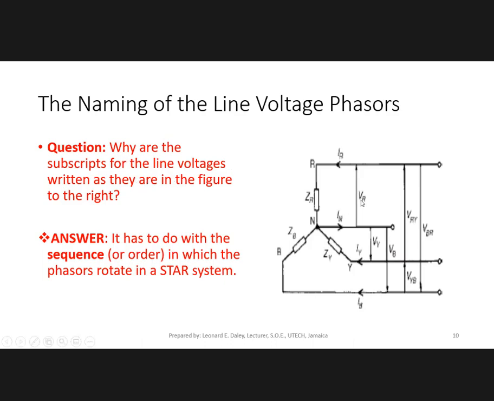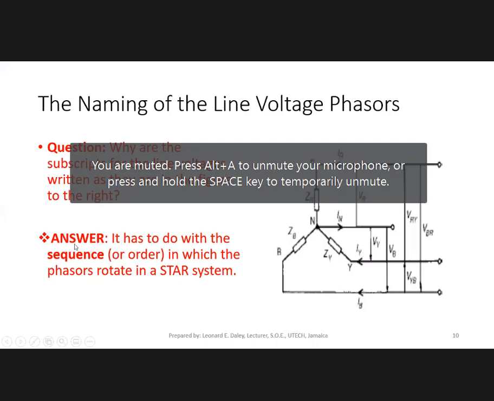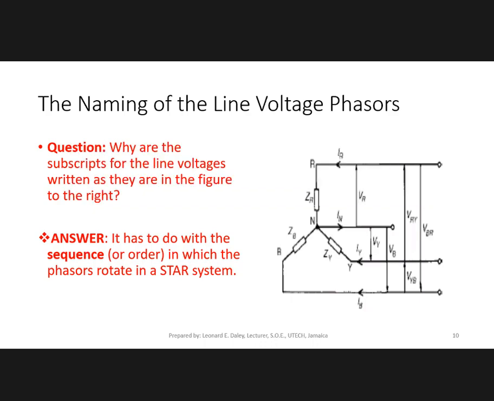I want to look at how we came about naming the line voltages in the way we have. Why RY and not YR? Why BR and not RB? Why YB and not BY? The answer has to do with something that we call phase sequence, the sequence in which the phases are actually rotating in the star system.